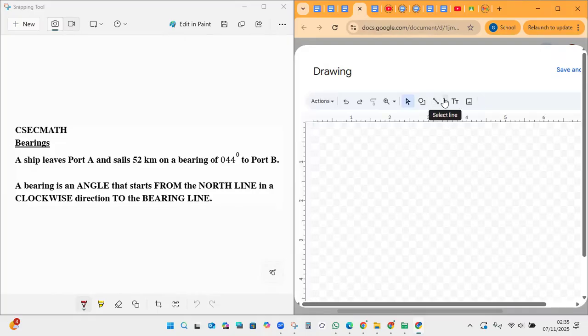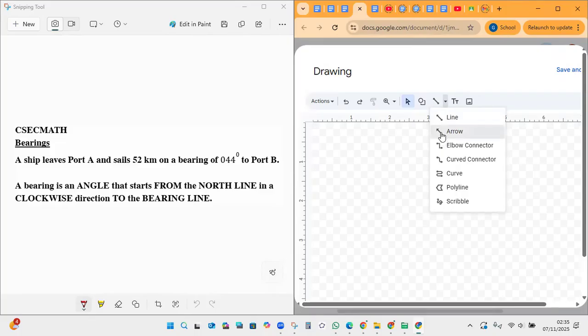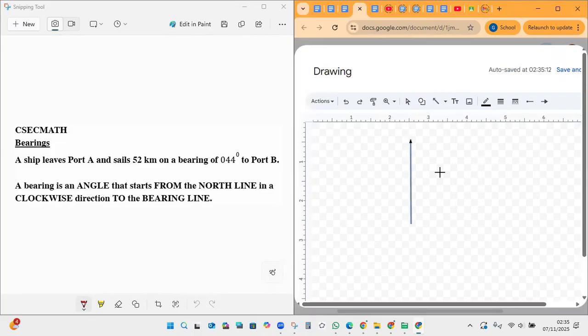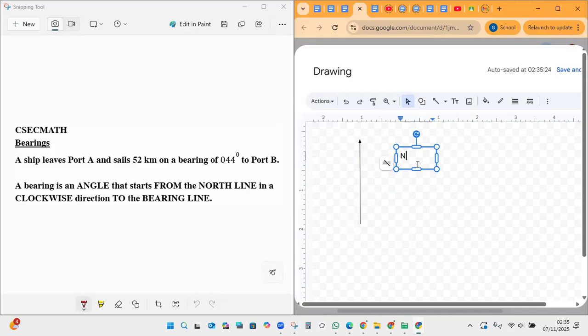So here we go. We need a north line. A north line is basically a straight line pointing towards the north, and we all know north is upwards. So we're going to put a capital N for north. Usually a capital N is enough to suffice for the north line.